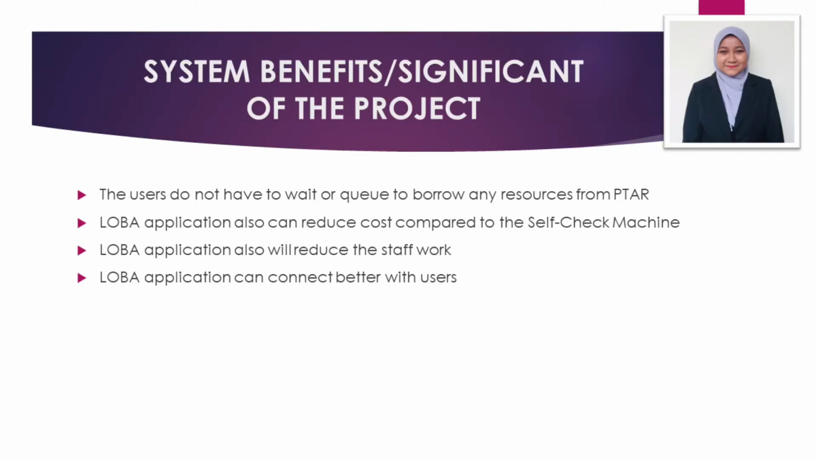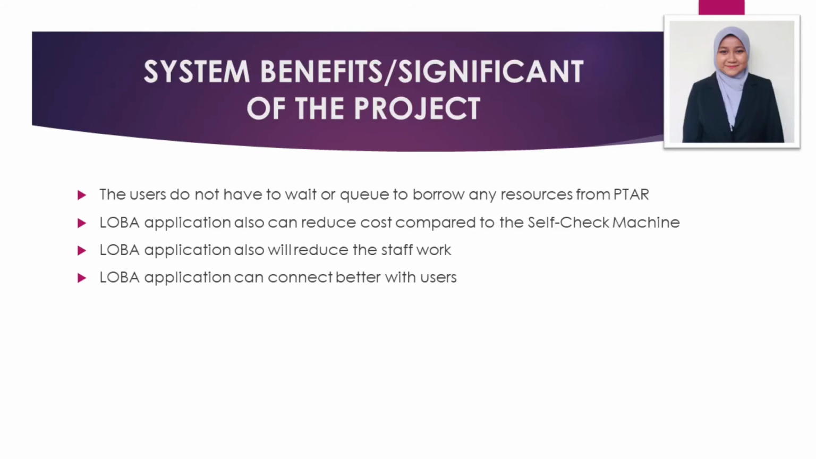Next, the LOBA application can also reduce cost compared to the self-check machine. The self-check machine is very high maintenance and the cost of purchasing it is expensive. By using the LOBA application, the user can install it on their mobile device or go to any computer in Ptar with a scanner and they can borrow books as usual. Moreover, the LOBA application will also reduce the staff's work. The staff do not need to key in the data manually and the maintenance of the system is very simple compared to the self-check machine, which only uses an intranet to access.